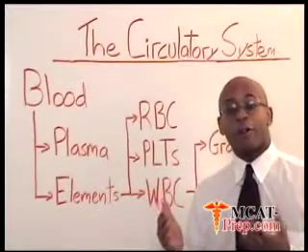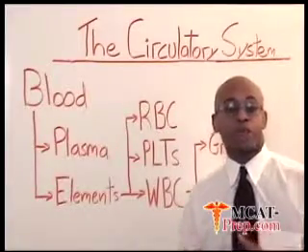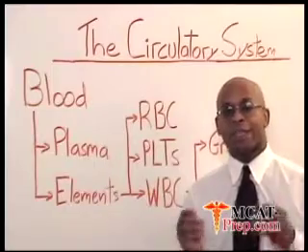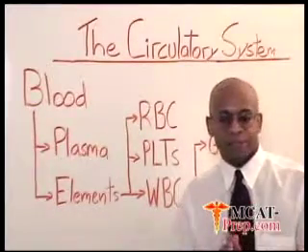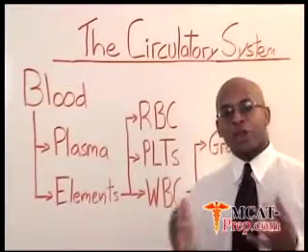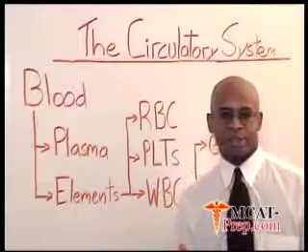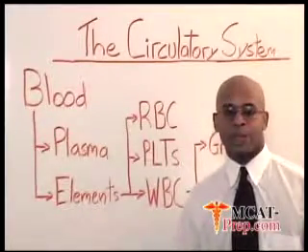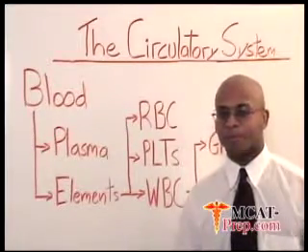There's also fibrinogen. Fibrinogen is a molecule which is converted into fibrin when necessary. And fibrin is a very important component of blood clots. And thirdly, there is a group of proteins called the globulins. And the most important part of this group of proteins are antibodies. And we'll be discussing antibodies a little bit later.